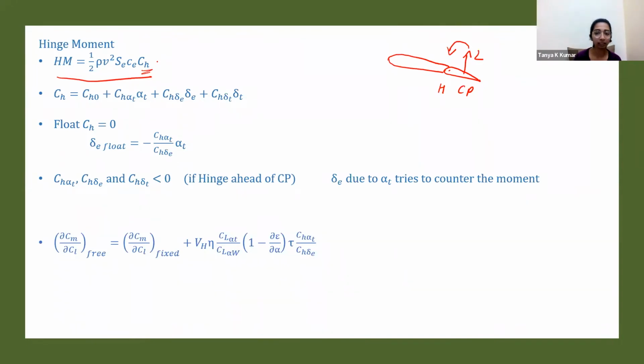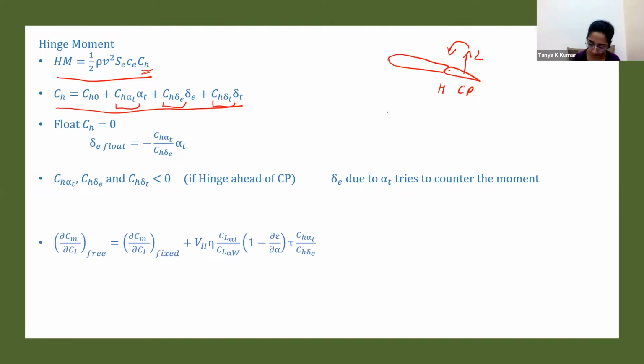coefficient, and a linearized model of this hinge moment coefficient is given in this equation, similar to the linearized models that we developed for CL and CM. Here the terms CH alpha T, CH delta E, CH delta T are all negative. We can see this when there is a lift generated at the center of pressure.